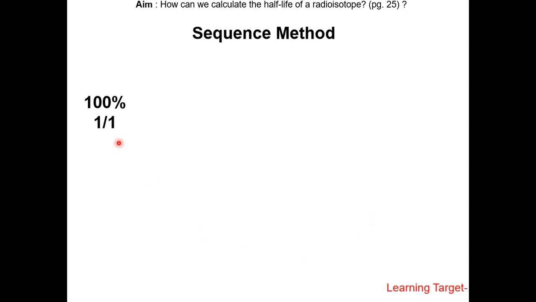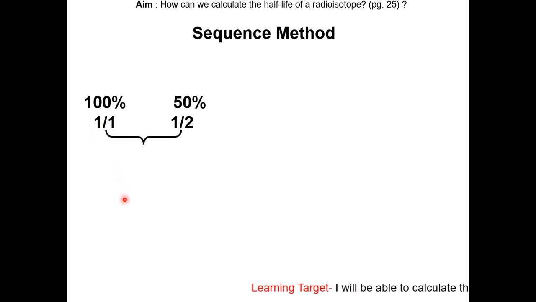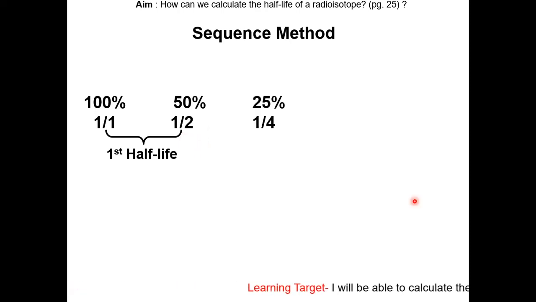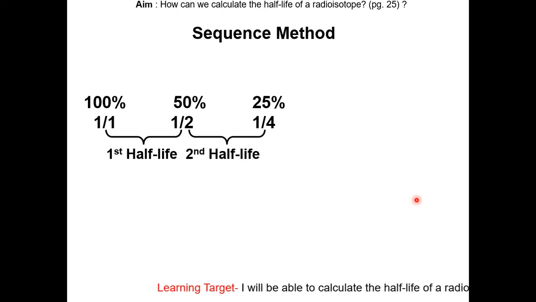In the beginning, you start off with 100% or 1/1 of your radioisotope. After the first half-life, half of the radioisotope has decayed. So what you're left with is 50% or 1/2 of your isotope that's still radioactive. In the second half-life, half of the radioisotope will decay. Therefore, you have 1/4 or 25% of your radioisotope left.